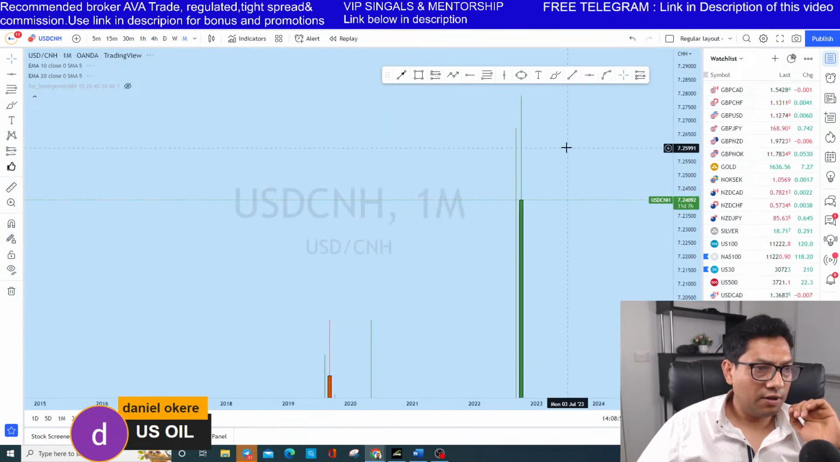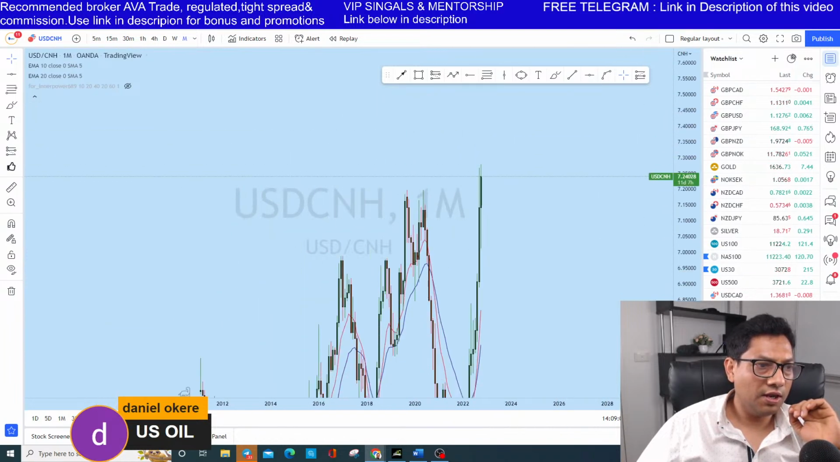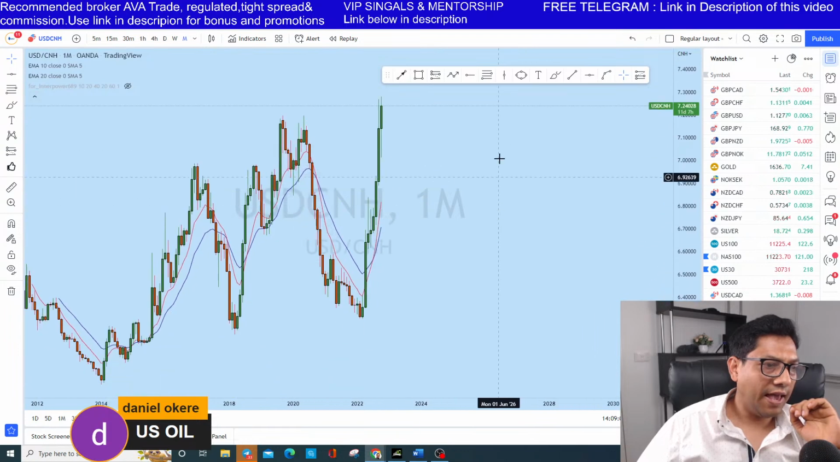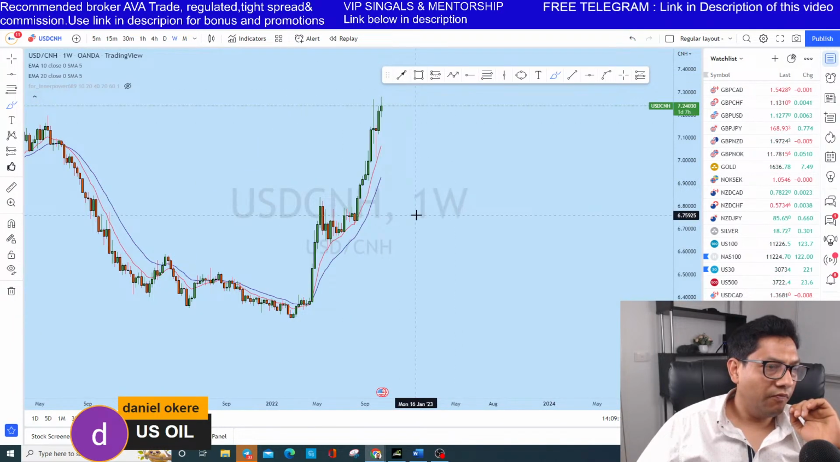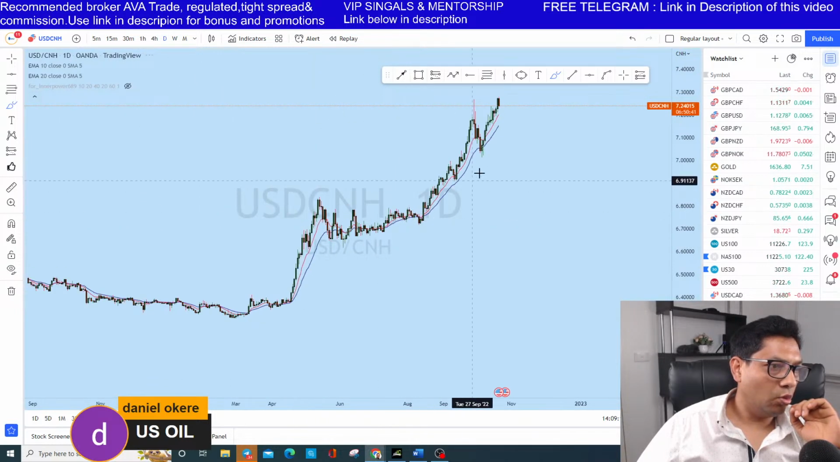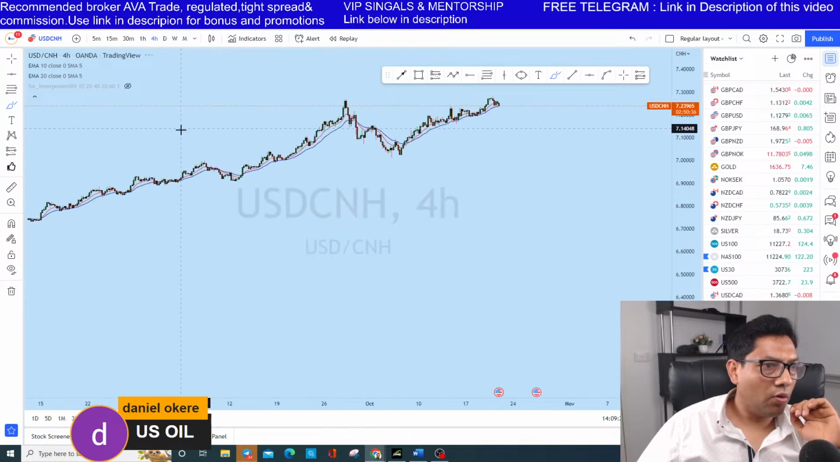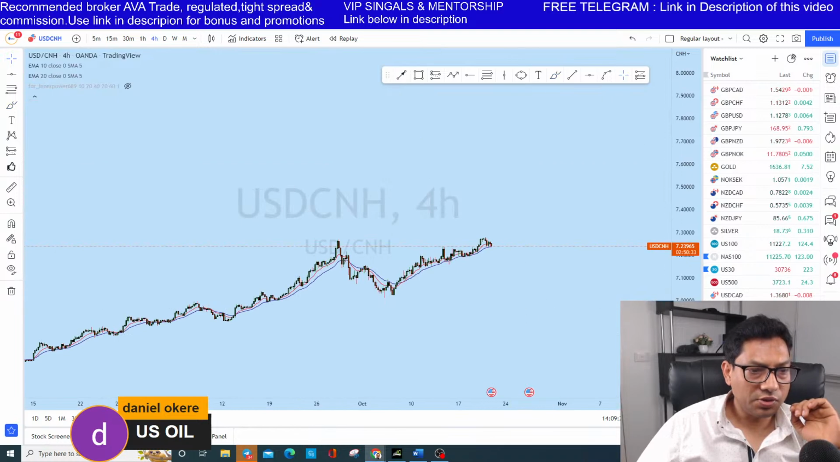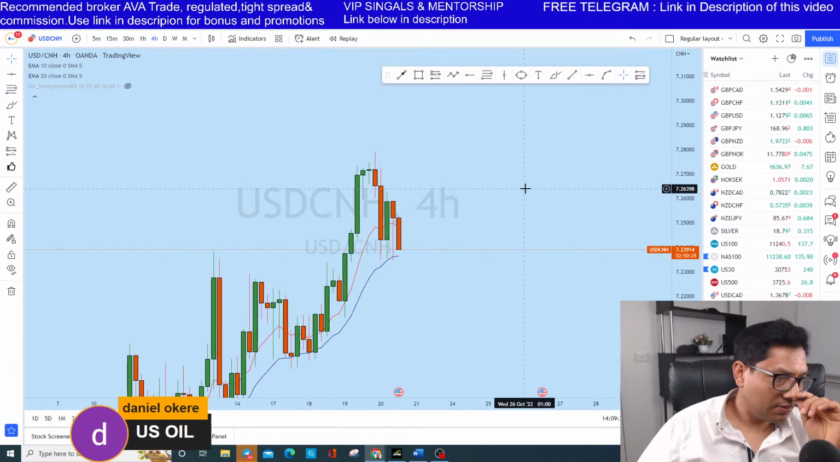And if you look at the monthly, you see that USD CNH is at a historically high level. It is an extremely overextended market. Extremely overextended. And if you look at the weekly, very overextended. On the daily, I think that when this price falls, it might do something like that. Looking at the 4-hour, I have seen absolutely nice looking bearish price action on USD CNH. This hanging man is exactly in a zone.